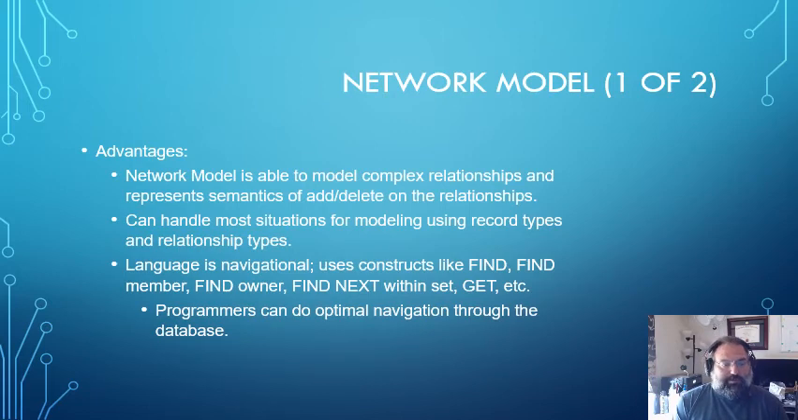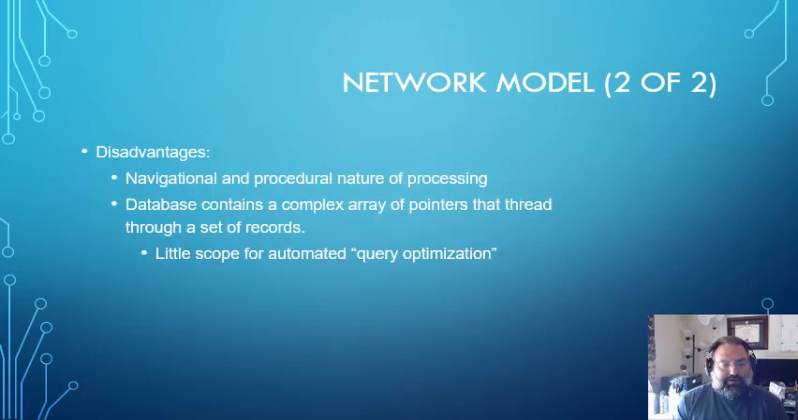The biggest advantage of the network model was that it was able to model complex relationships and represent semantics of add and delete on the relationships, and it can handle most situations for modeling using record types and relation types. The language is navigational, using constructs like find member, find owner, find next within a set, and get. Programmers can do optimal navigation through the database. The disadvantage is the navigational, procedural nature of the language. The database contains a complex array of pointers that threads through a set of records, with little scope for automated query optimization.